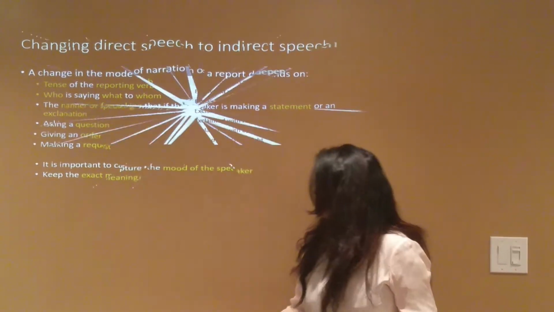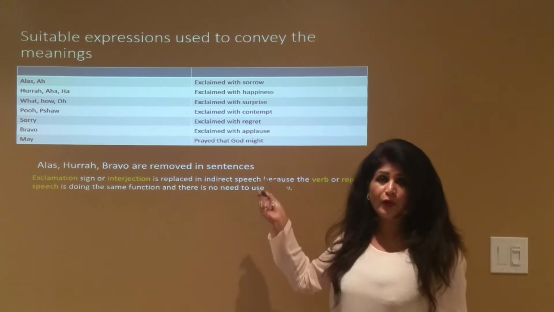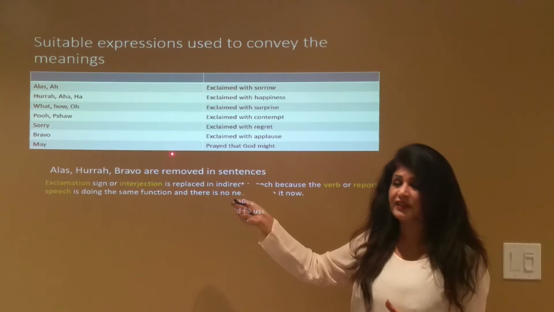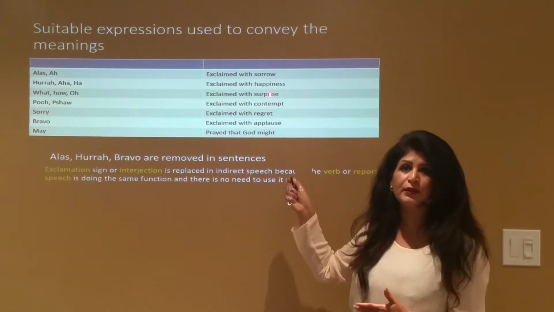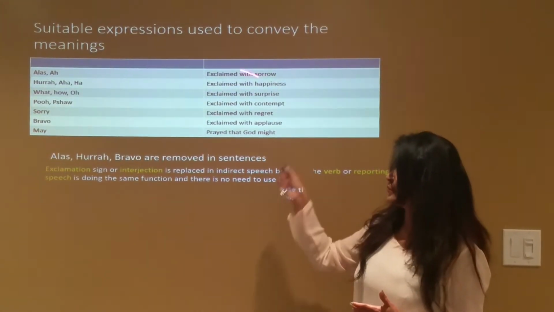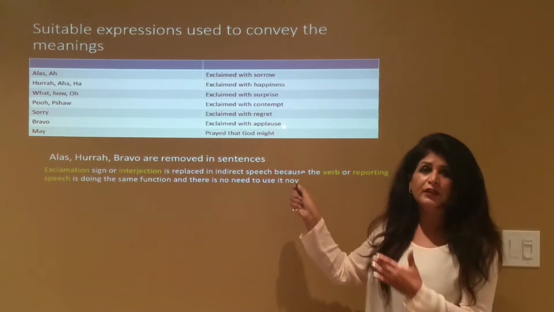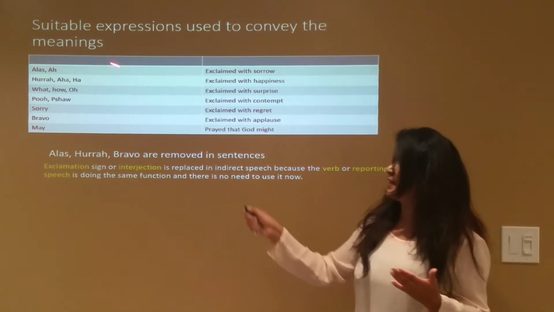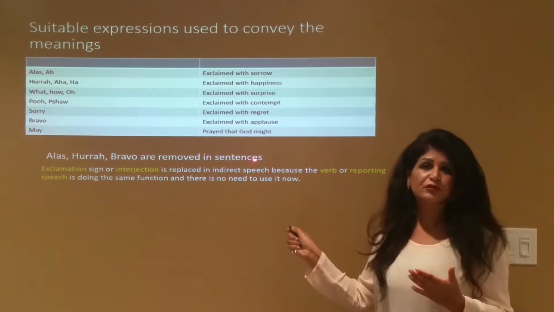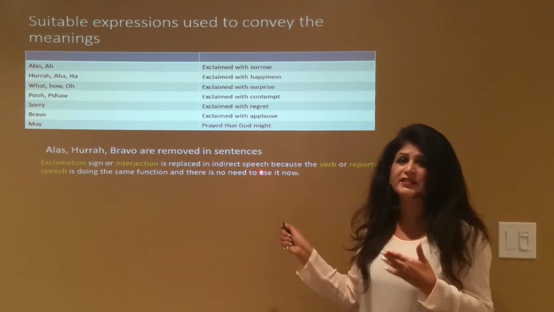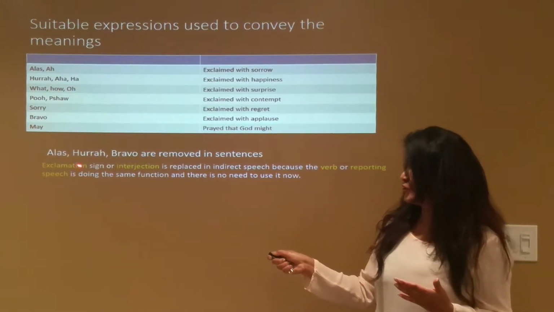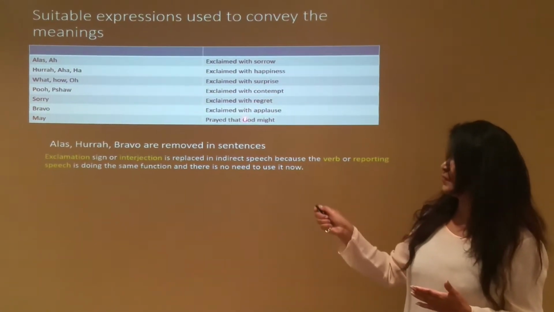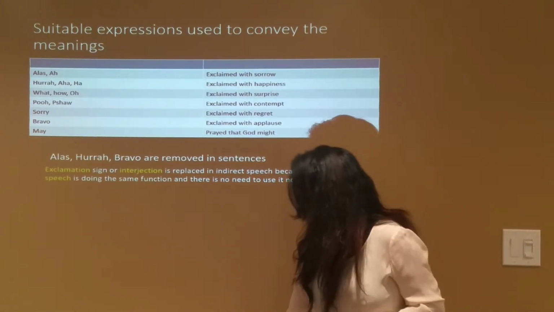Having said that, here I have brought you the list of the words that we come across in exclamatory sentences. You have to change them into an expression and what kind of expression is needed for certain words. For your reference, you can use this guide. And one more thing, there are certain words, if you see them, you have to completely remove them from sentence in reported speech. Exclamation sign and interjections are replaced because this expression does the job what they are doing.